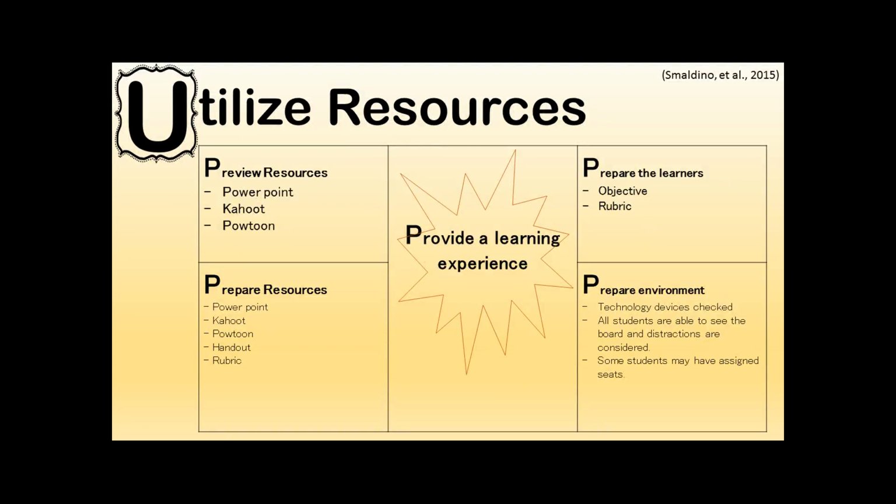The U in ASSURE stands for utilizing resources. When examining the resources that will be used, the librarian will need to follow the 5P model. Prepare the environment, prepare the resources, preview the technology, prepare the learners, and provide a learning experience. The first P, prepare the environment.